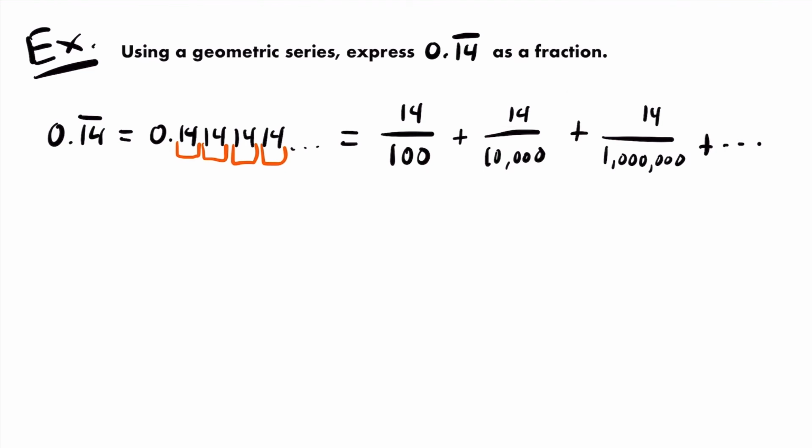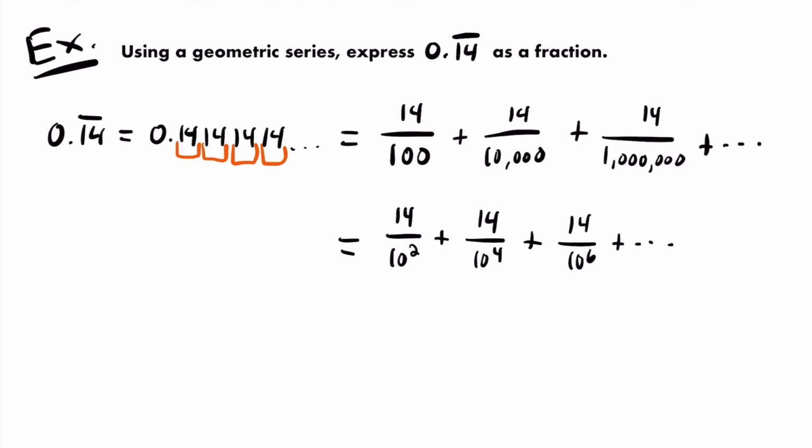And so the first thing I'm going to do is rewrite all of these denominators to be powers of 10. That's always going to be your go-to when you are using a geometric series to rewrite a repeating decimal as a fraction. And so 100 is 10 squared, so we have 14 divided by 10 squared. 10,000 is 10 to the fourth power, so we have 14 divided by 10 to the fourth power. And then 1 million is 10 to the sixth power, so we have 14 divided by 10 to the sixth power. And that would continue on from there. And so you can see that each power of 10 is increasing by 2 with every fraction. So just keep that in mind. That's going to come into play later.